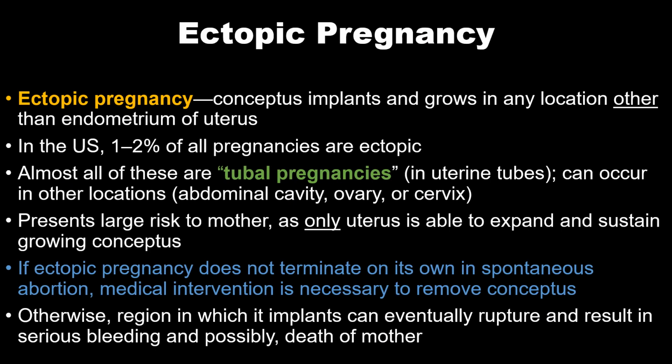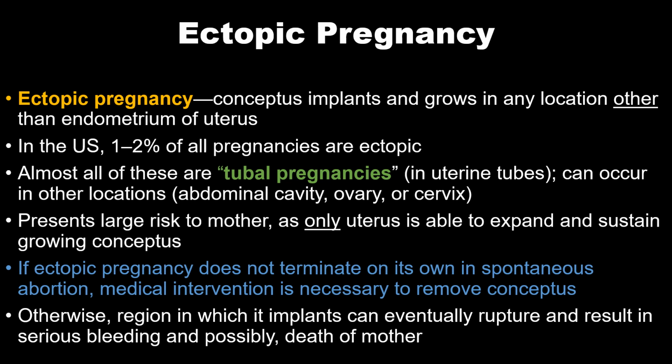So now then, as I said, an ectopic pregnancy is when the conceptus implants in a location that is not the endometrium of the uterus. And this occurs in about 1 to 2% of pregnancies in the U.S. And almost all of these are going to be tubal pregnancies, meaning that they implant in the uterine tubes, but they can occur in other locations. Remember, there is a gap in between the ovary and the fimbriae of the uterine tubes. So this oocyte could theoretically just wander into the abdominal cavity and it could implant there. You could also have some where they implant in the ovary or the cervix.